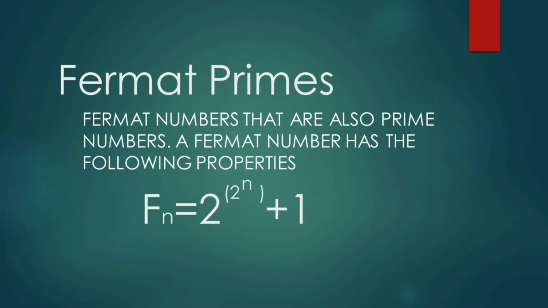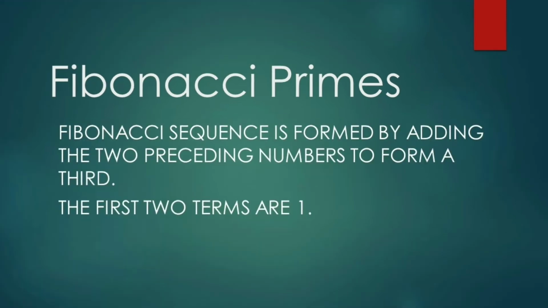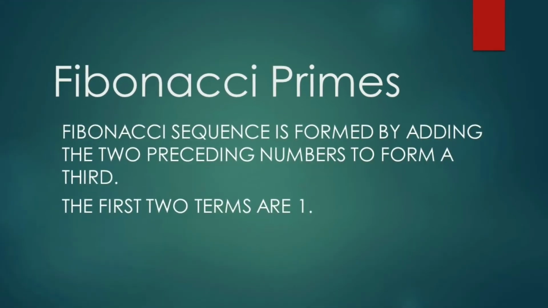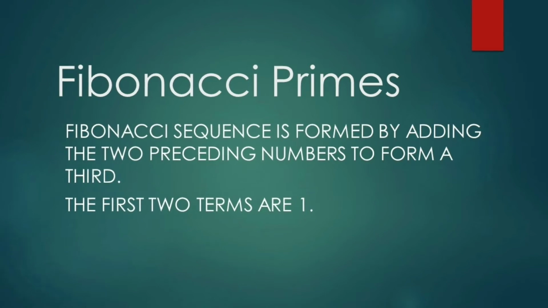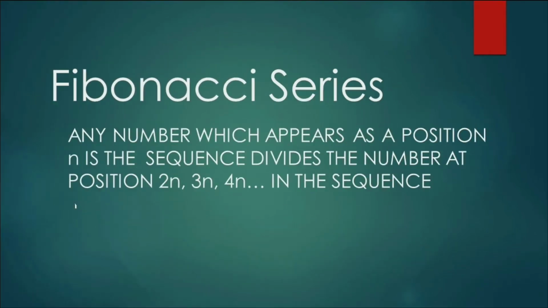Fermat primes are Fermat numbers that are also prime numbers. A Fermat number has the following properties. Fibonacci primes are prime numbers that are also in the Fibonacci sequence. The Fibonacci sequence is formed by adding two preceding numbers to form a third. The first two terms are 1.